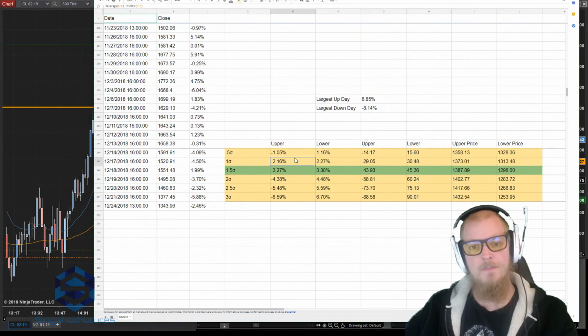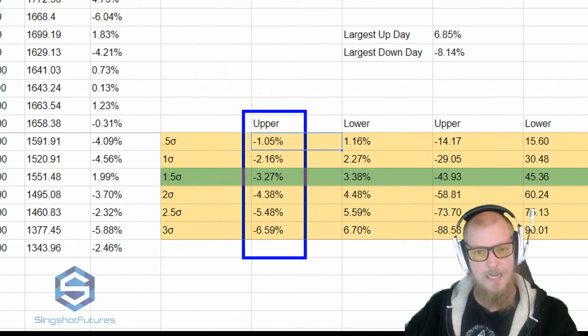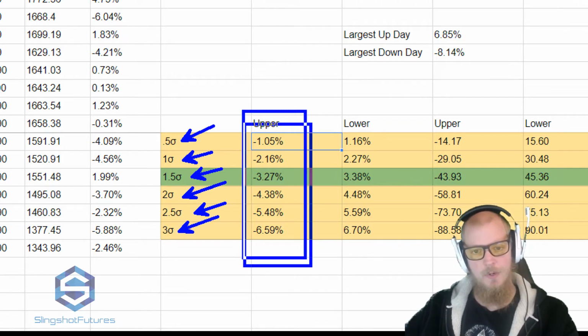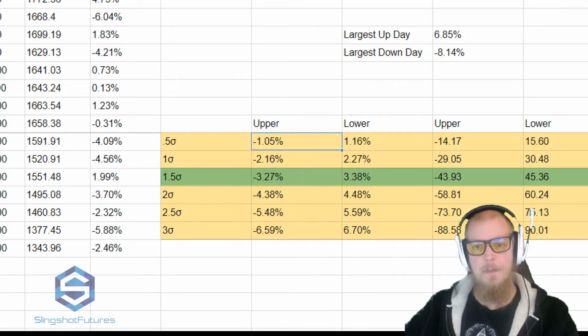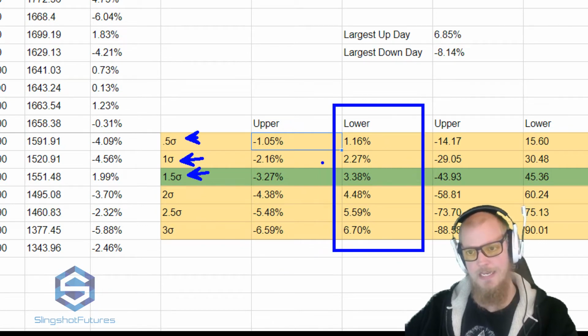It'll calculate everything. So you need to create a bracket for the upper, which is minusing, again, minus 0.5, 1, 1.5, 2, 2.5, and 3. And do those all as separate calculations. And we want to do the opposite for lower, so plus, right? Plus 0.5, 1, 1.5, you get the idea.